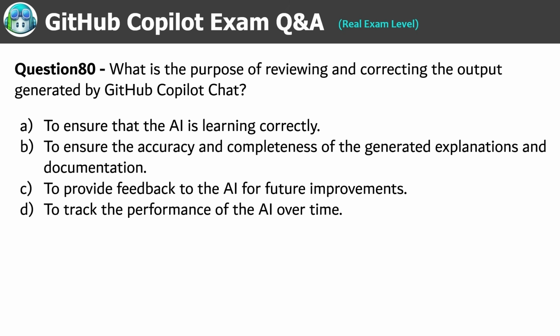Question 80. What is the purpose of reviewing and correcting the output generated by GitHub Copilot chat? So the answer is option B. To ensure the accuracy and completeness of the generated explanation and documentation.